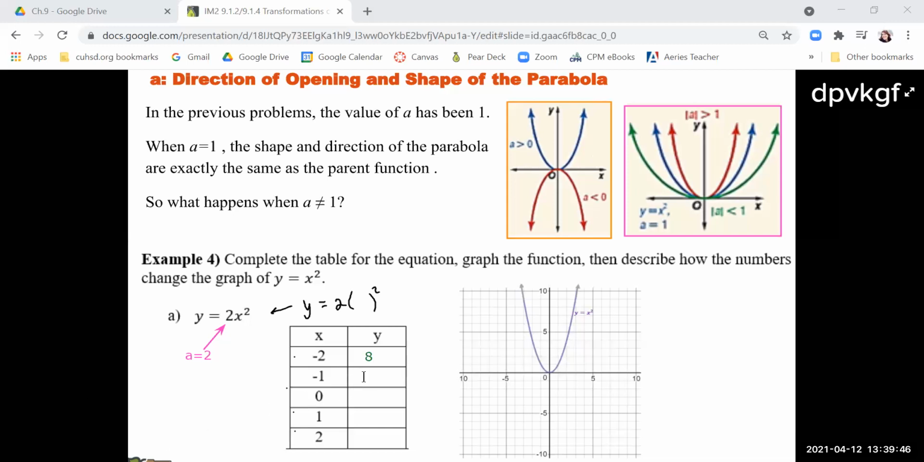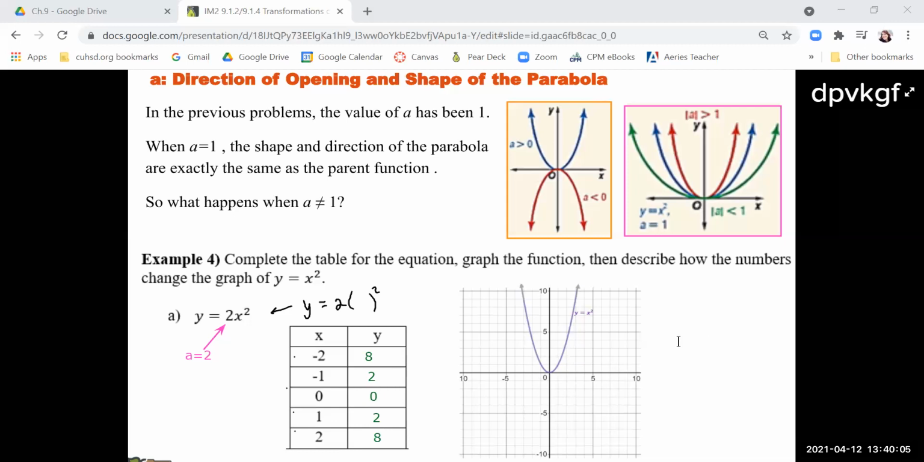We plug in a -1. -1 squared is 1, times 2 is 2. 0 in will give us a 0 out. And then we'll have symmetry. Input a 1, we get out a 2. Input a 2, we get out another 8.